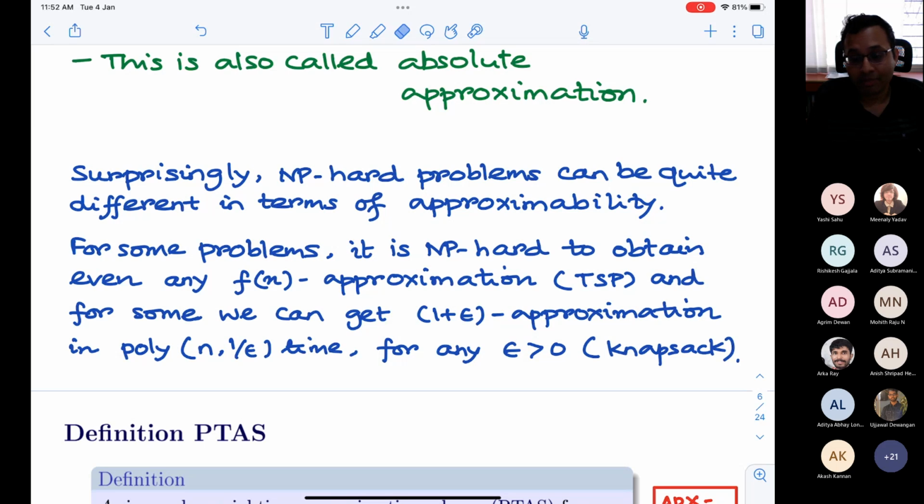But for some other problems like knapsack, you can get as close to 1 as possible. Given some constant epsilon, any constant, it can be like 0.0001, you will get a 1 plus epsilon approximation in time which is polynomial in n and 1 by epsilon. As epsilon grows small, this runtime increases, but for constant epsilon, it still remains polynomial runtime, and you get as close to 1 as possible in the approximation ratio. Any questions till now?